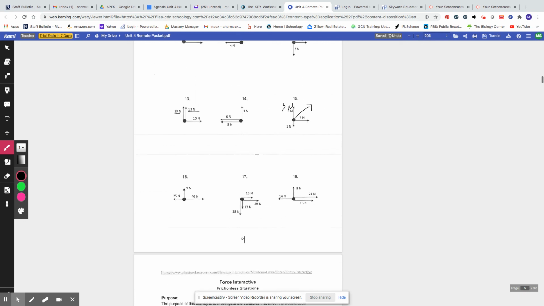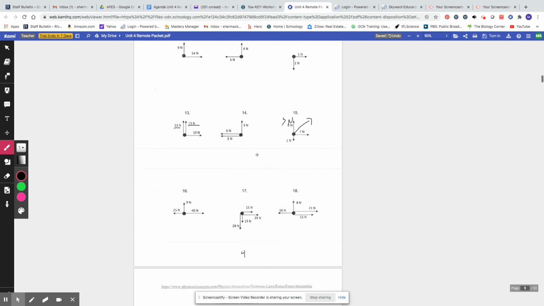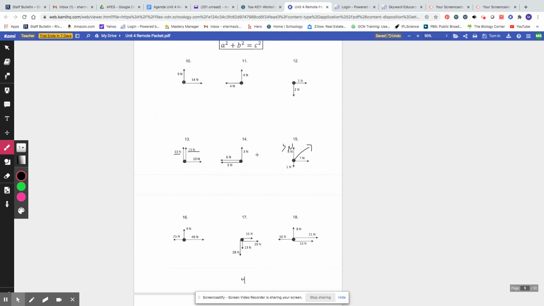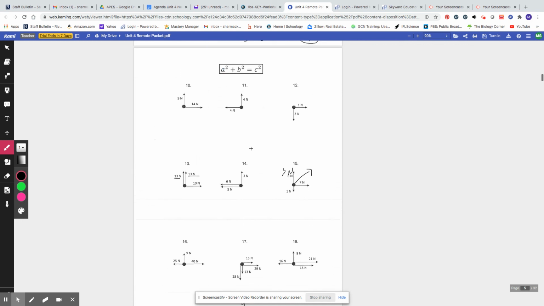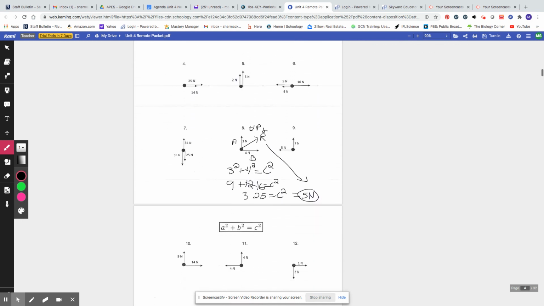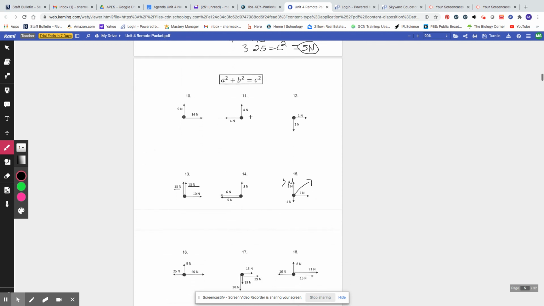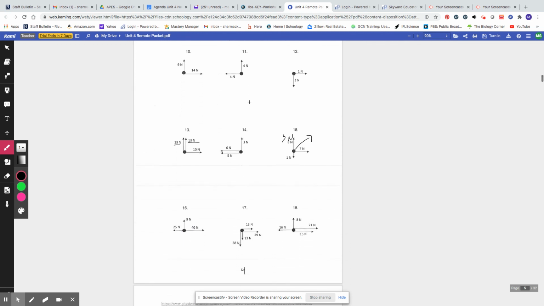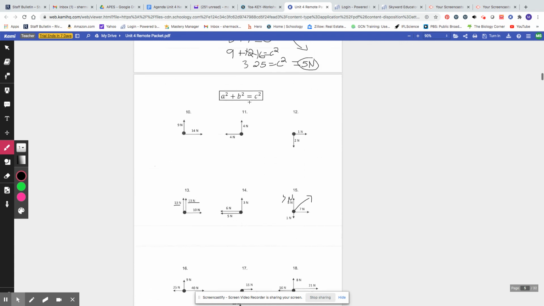If you have any questions on any of these problems, please email me. I did post a key in our Unit 4 folder, and the subfolder is called Homework and Keys. You can check your answers. You have to show your work. So please show your work, check your work, and submit pictures of pages 3 and 4 in your Schoology assignment. If you need any help, please email me or send me a message on Remind.